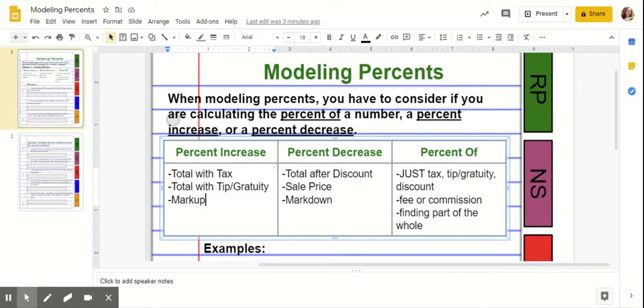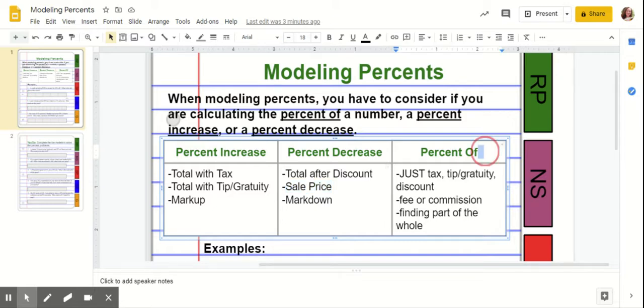A percent decrease is going to be a situation where we start from 100% and we subtract away from it to get things like the total after a discount. You'll see phrases like sale price when they want you to calculate the percent decrease, because that means they want to know the new cost of the item after the discount has been applied. A markdown would be the opposite of a markup, right? So if in a markup we start at 100 and we go up from that 100%, in a markdown we would start at 100% and we subtract away.